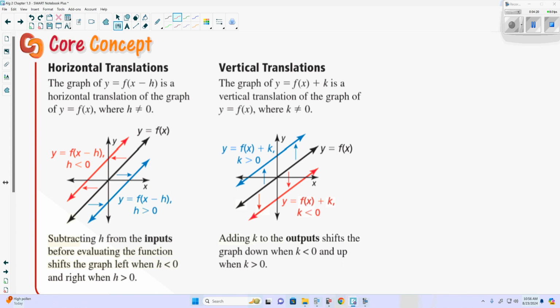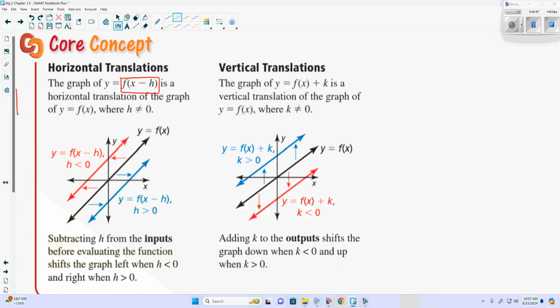Horizontal, vertical translations. We have talked about this. This is a part of our last section, 1.2. Horizontal translation: the graph of y equals f of x minus h is a horizontal translation of the graph left or right. The reason we have a little bit different notation is we're not looking at an equation and saying how much it's moving left or right. We are actually moving the graph left or right by that amount. Does that make sense?